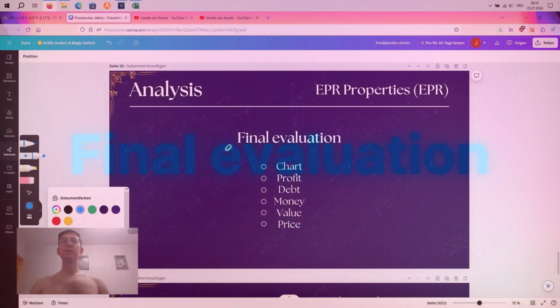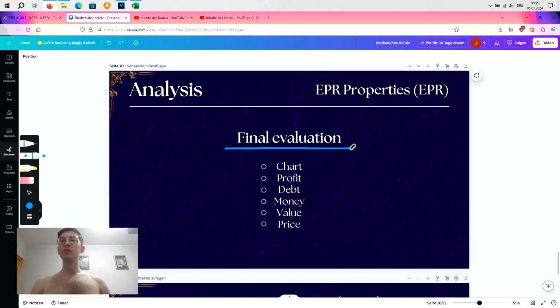Now we come to the final evaluation, where we are going to just summarize and break down in more detail what we found out so far about this company. So let's begin. First of all, bro, does the chart grow? No, it doesn't. It doesn't even grow exponentially, so that's not good to go. If you don't believe me, go a few minutes back and watch the whole video again.